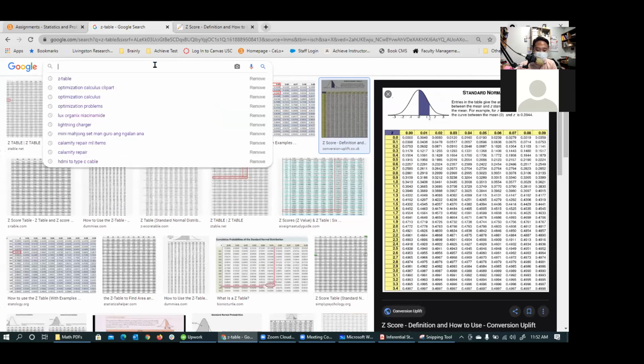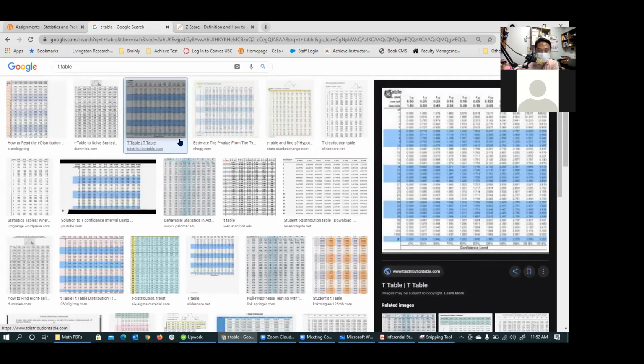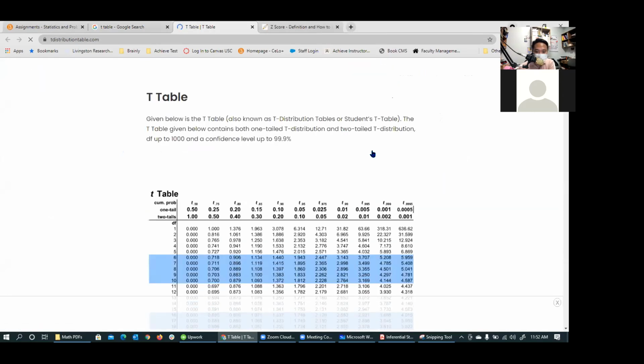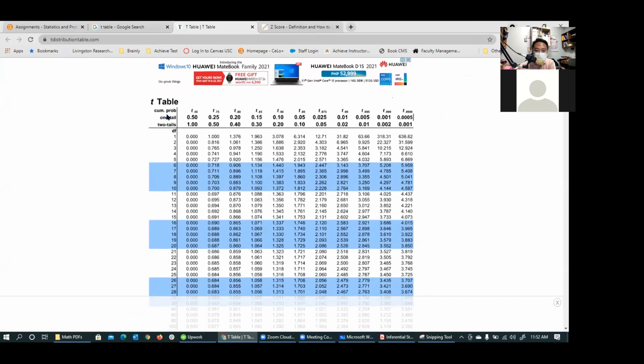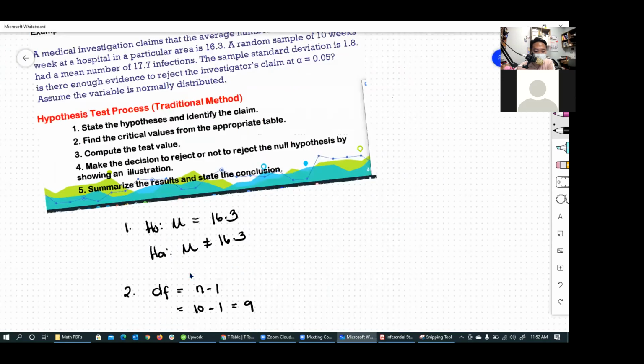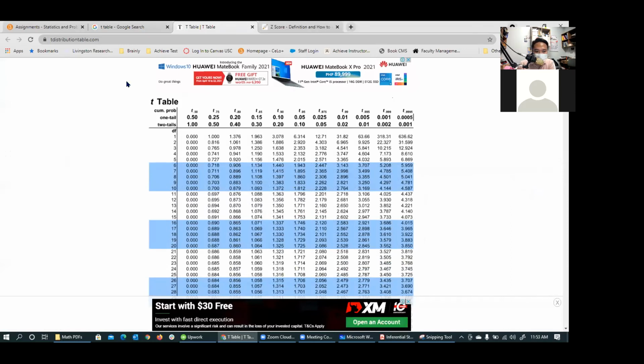Students T table. T table. I'm going to send a copy of this table to our group chat so that you can at least see it. Okay, you'll notice this DF, which is called degrees of freedom. Based here, our degrees of freedom is 9. Right? So we are focusing on 9.